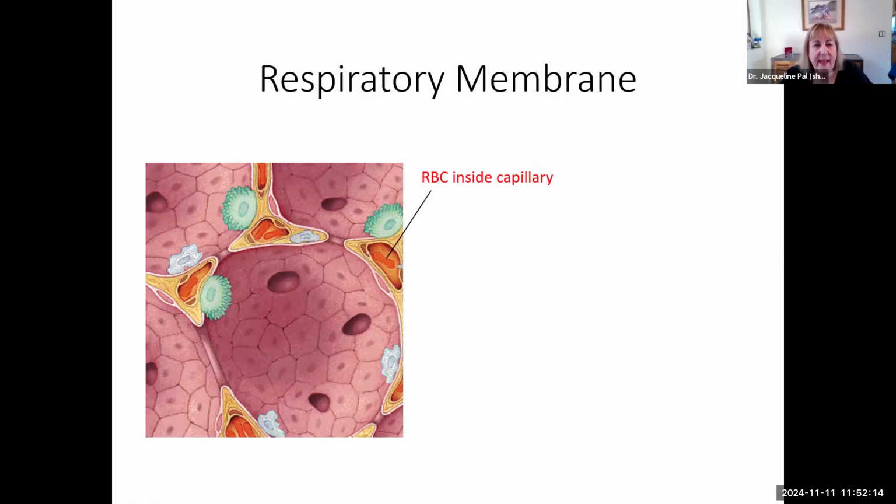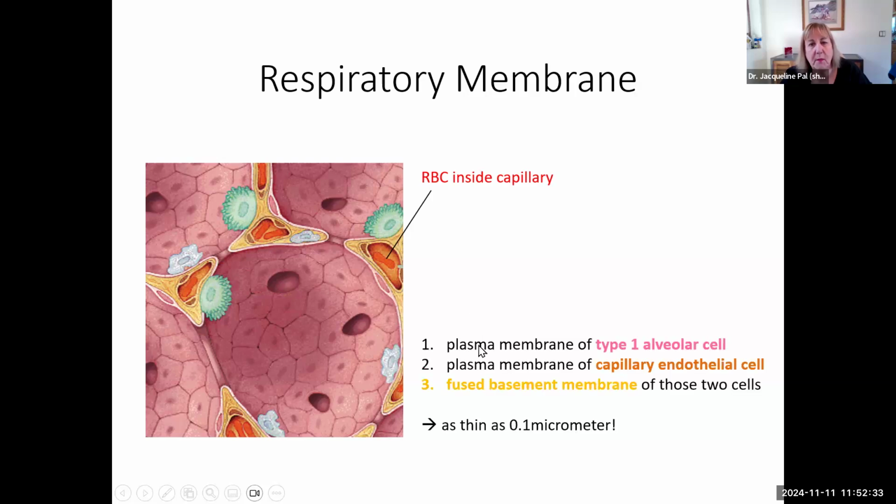So let's go back and look at what's happening between the capillary and these type 1 cells. And so remember, this is a red blood cell here inside the capillary. And we're going to look at this right here, what is called the respiratory membrane. What the respiratory membrane is made of is the plasma membrane of this type 1 alveolar cell and the plasma membrane of the capillary endothelial cell, which was also simple squamous.